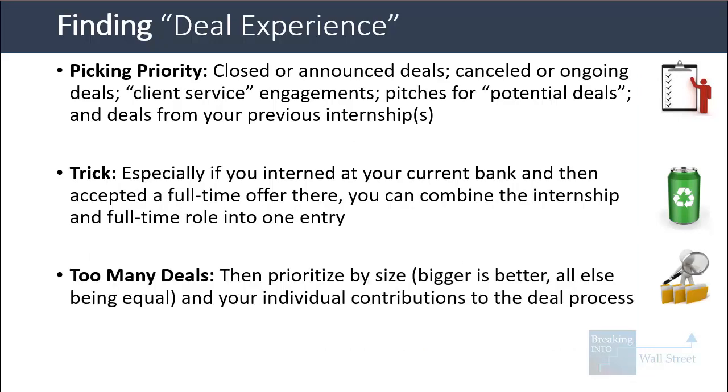If you somehow have too many deals, maybe you've been working for a year or 2 years and you've worked on 12 deals, then you want to prioritize by size. A $1 billion deal is better than a $100 million deal, and a $100 million deal is better than a $10 million deal, all else being equal. And after size, prioritize by your individual contributions to the deal process. So if you found a mistake that affected the company's presentation, or you thought of new buyers or sellers, or you thought of new ways to present the information to attract more interest, all those affect the deal process and potentially the price and other terms and are good to list versus just describing the standard tasks that any analyst would complete.